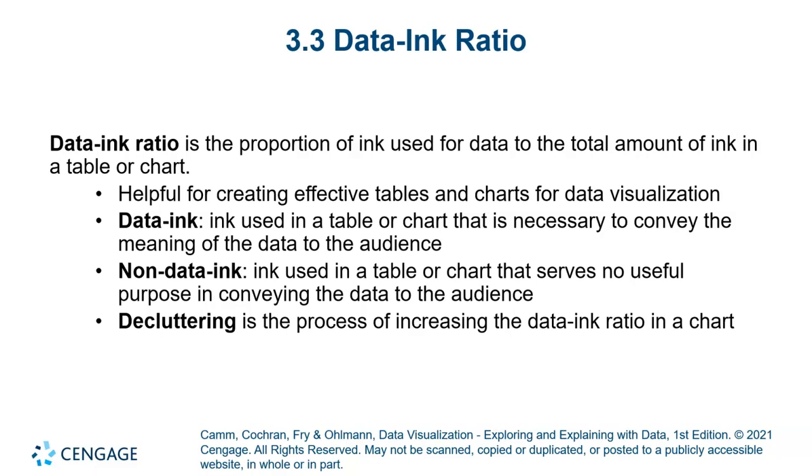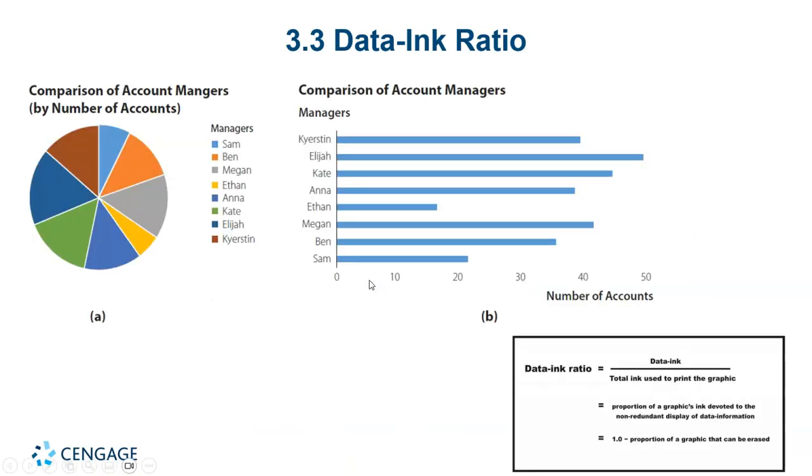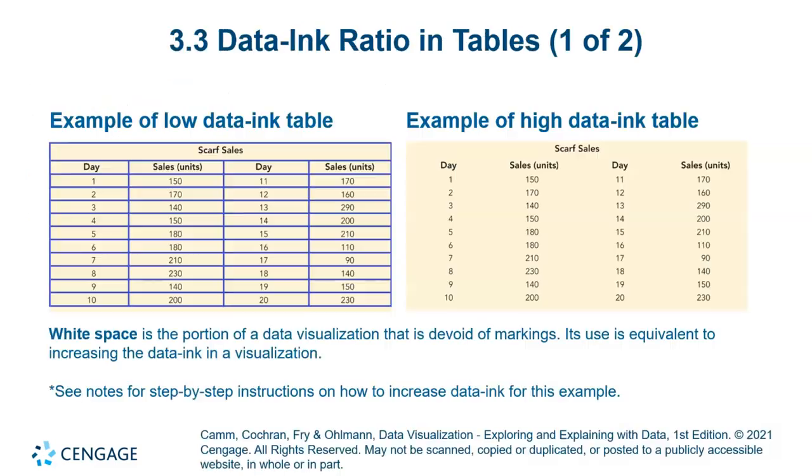Yeah, there is another very important concept which is called data ink ratio. It means how much ink we used for the data, instead of using it for other lines and other random things. Non-data ink means ink used in a table or chart that serves no useful purpose in conveying the data to the audience. Decluttering is a process to increase the data ink ratio in the chart. For example, sometimes we use ink, but it is useless, right? The data ink ratio is data ink divided by the total ink.